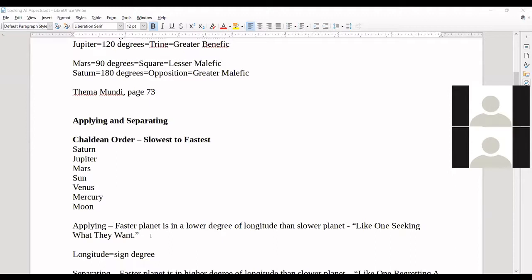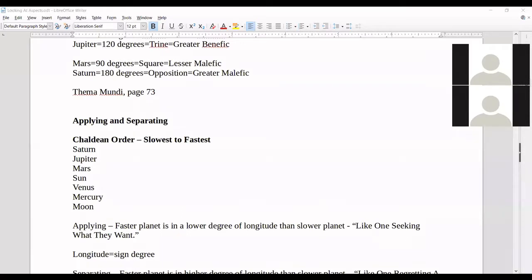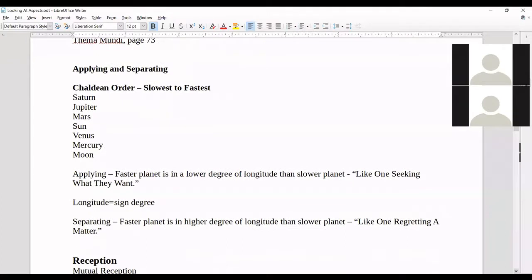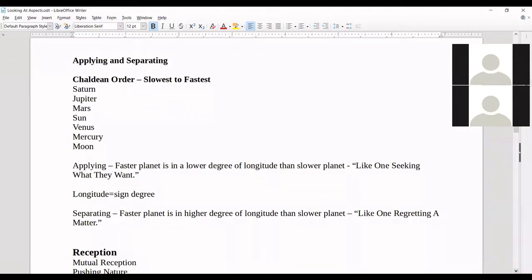And look at what it says even here. This is a quote: the application is like one seeking what they want, and the separation is like one regretting a matter. What's the implication of regret? You're looking back, right? You're looking back on something. Maybe you wanted to do something a different way, but either way, you're looking back. So that's the main thing behind the difference between applying and separation in a chart.